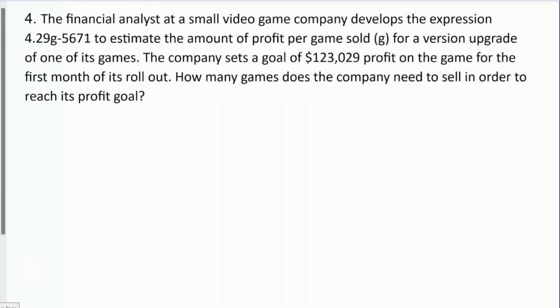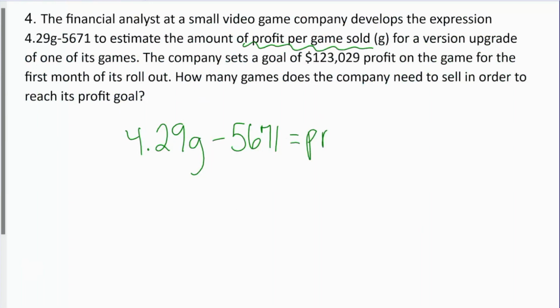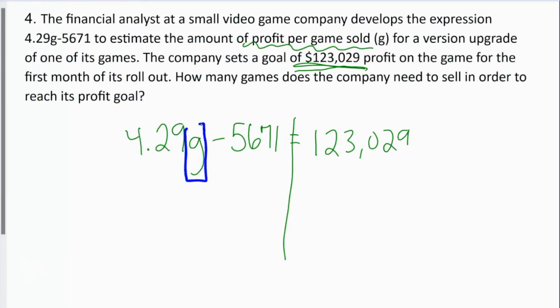So they started by giving us the equation 4.29g minus 5,671 equals our profit per game sold. So if they already tell us their goal profit, I can actually substitute the profit for the amount of profit that they are looking for. From here, we can go ahead and solve like any other problem. Remember, G is what we're solving for.